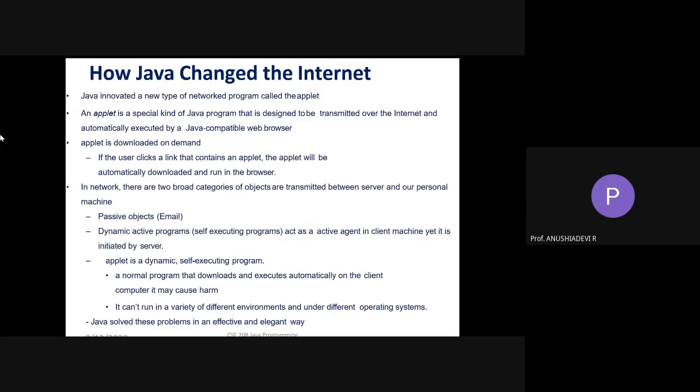So the normal program cannot run in a variety of different environments and under different operating systems. So these are all solved by the applet program. But now, in the current version of Java, we don't have this applet. Instead of applet, we're going to use some other concept. So we will see that later.